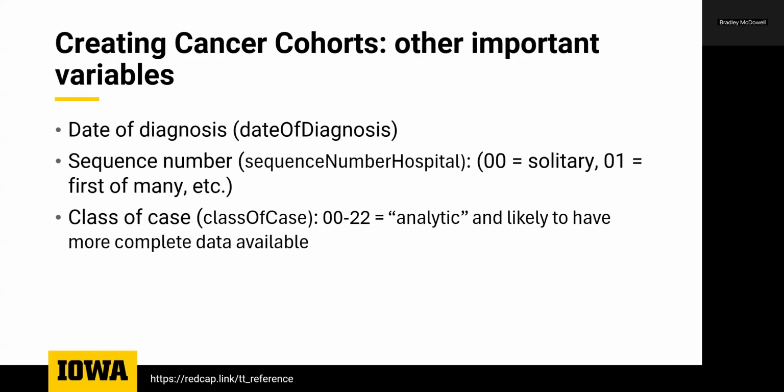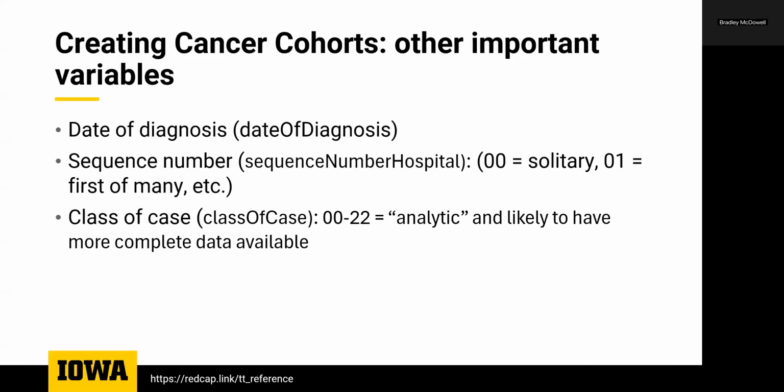Now, if this person is unfortunate enough then to have, let's just say, a lung cancer show up 6 months later, then that first pancreatic cancer would change from 00, and it would turn into 01 because it's the first of many cancers. And then the new cancer, the new primary lung cancer, would be given a sequence number of 02. And so the cancers are sequenced in this particular way. And so you might be interested, when you're putting together your cancer cohort, in solitary tumors only, or the solitary tumors plus the first tumor only.